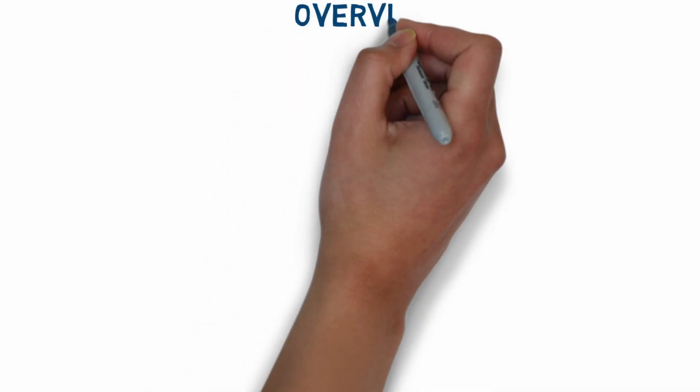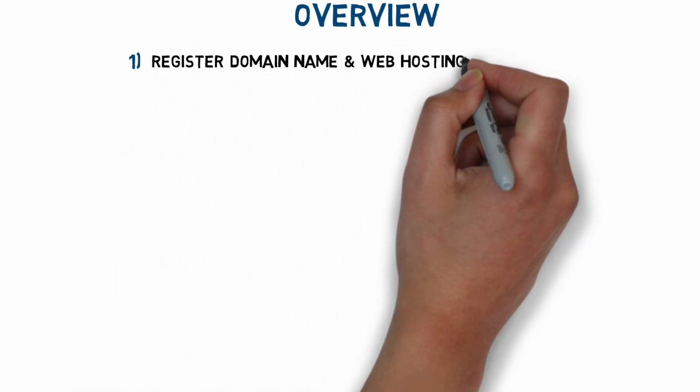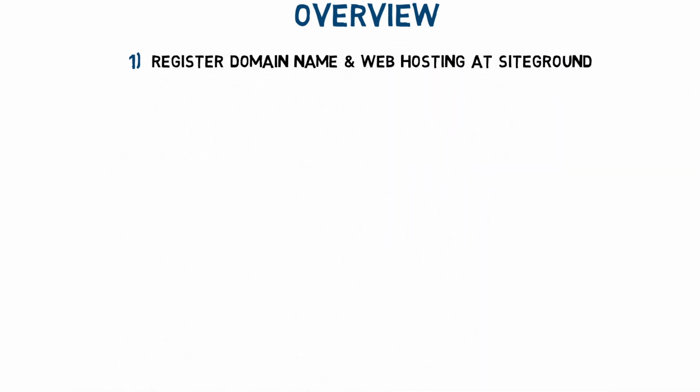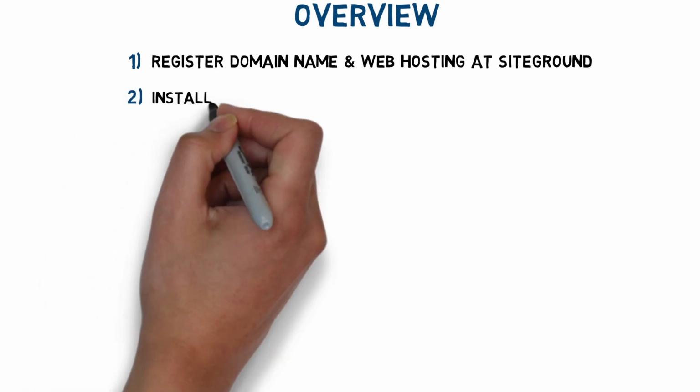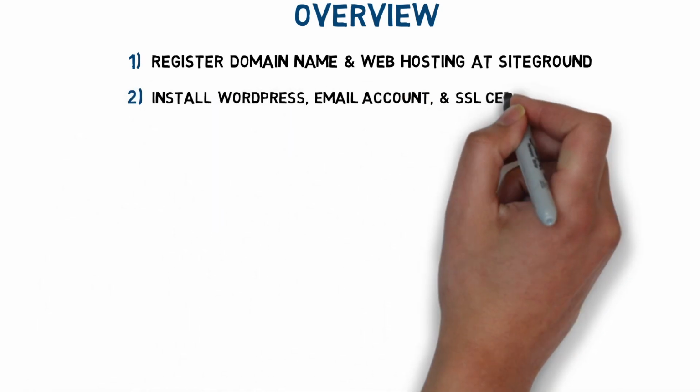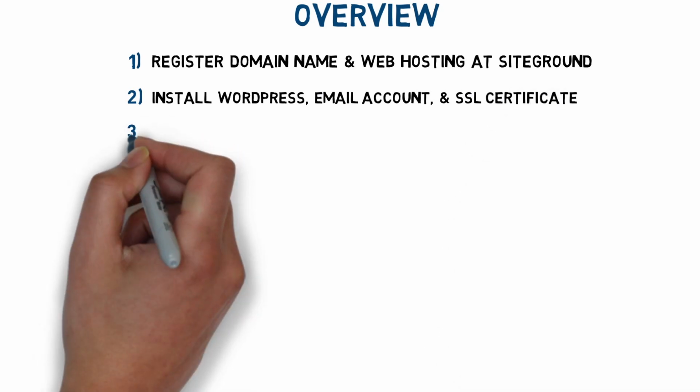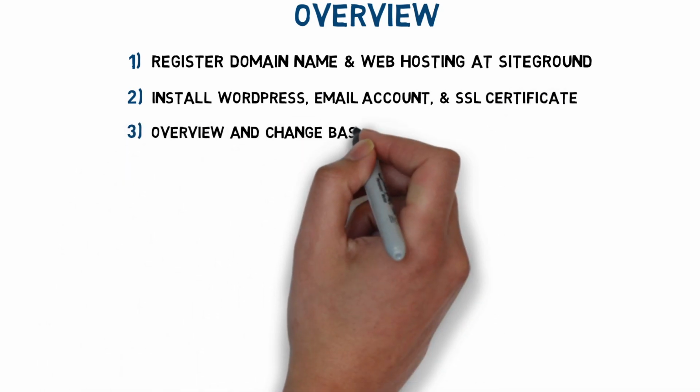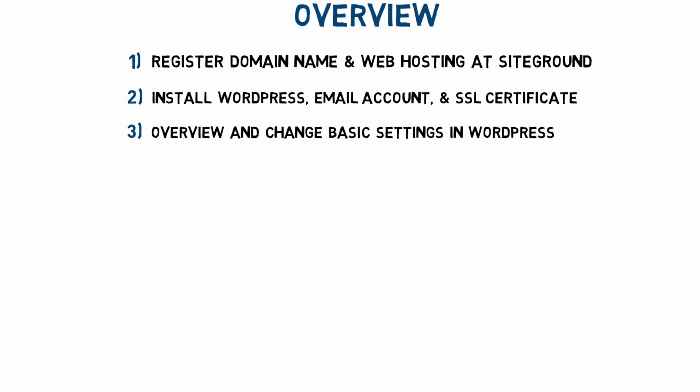Let me give you an overview of this video. First off, let me briefly explain what a domain name and web hosting are. And after that, we are going to register a domain name and web hosting. Second, we will install WordPress, create an email account and install an SSL certificate. After that, I will elaborate on the basic settings in WordPress and change important ones.